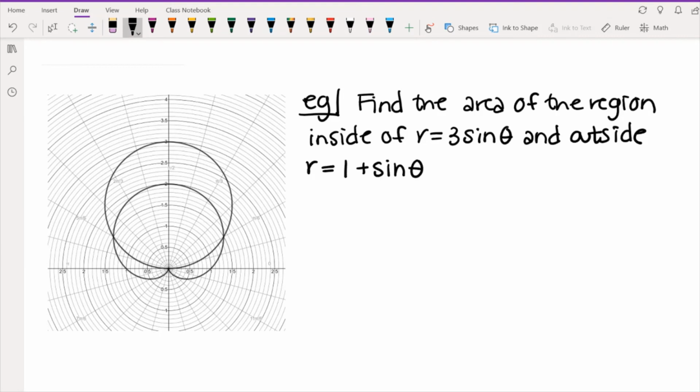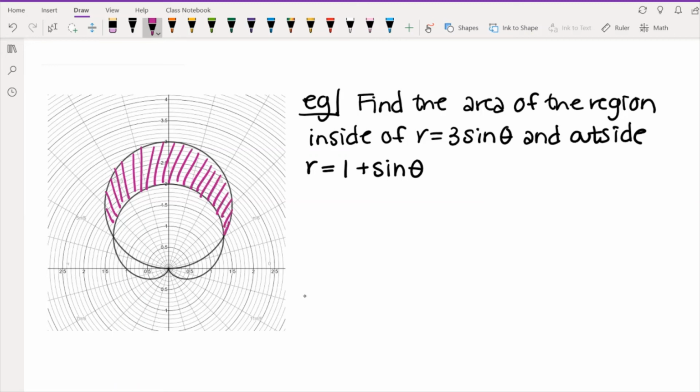So what does that area look like? Well, 3 times sine of theta is this circle, right? And so inside 3 times sine of theta would be all of this. But then we want to be outside of the cardioid. The cardioid is the 1 plus sine of theta. And so that leaves us with this area here. This is the area we want to find.